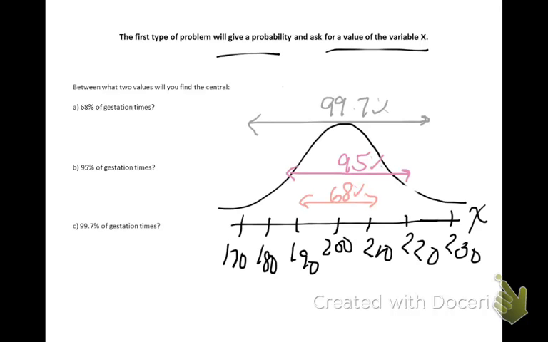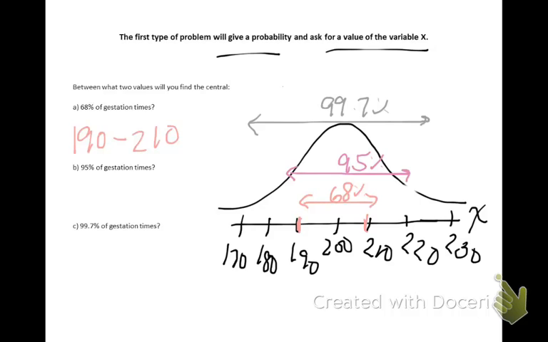I've copied the picture to this slide. Between what two values will you find the central 68% of gestation time? We know that 68 lines up with one tick mark from the mean. So we should find these values between 190 and 210. That means 68% of deer will be pregnant between 190 and 210 days.